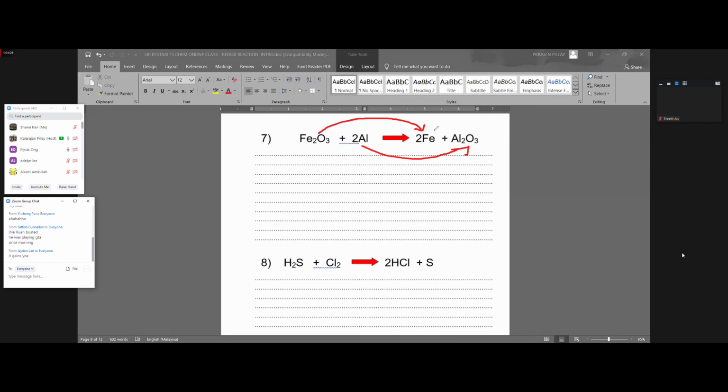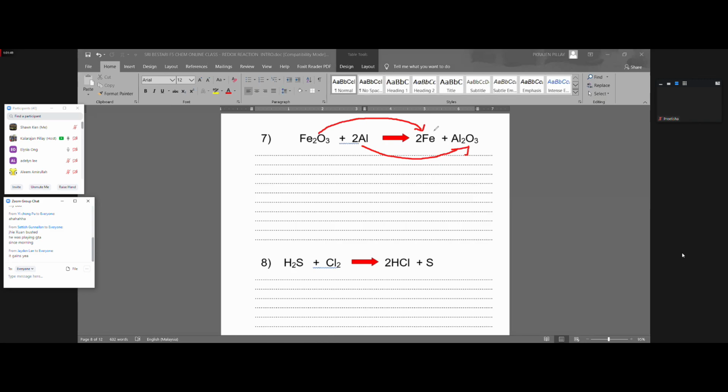This is a redox reaction. Okay, that one no problem. Okay, standard. Okay, number 2. Iron(III) oxide is reduced to iron. Okay, settle. Next. Aluminium is oxidized to aluminium oxide.